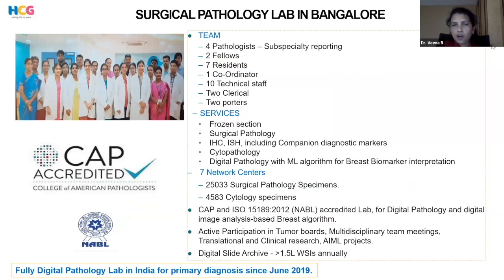This is my team of histopathology in Bangalore. We are 4 pathologists who practice subspecialty reporting. Then we have fellows and residents, and we offer all these services. In Bangalore alone, we have almost 25,000 to 28,000 histopathology samples a year, and we are 4 pathologists managing this number of samples. We are accredited with CAP and NABL, and even our digital pathology with the AI/ML algorithm for breast biomarkers is in the scope of CAP and NABL.